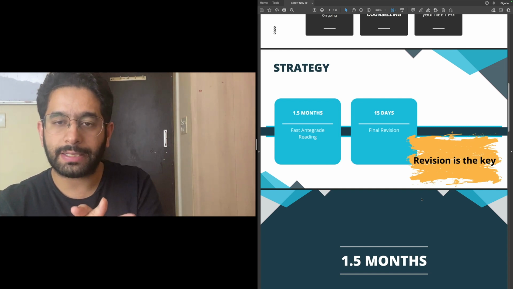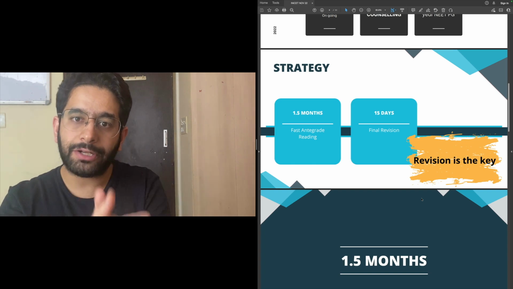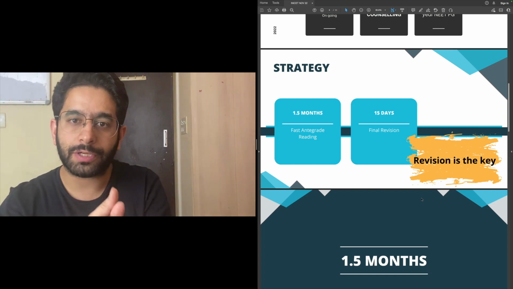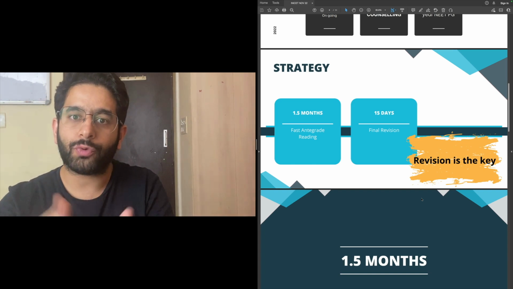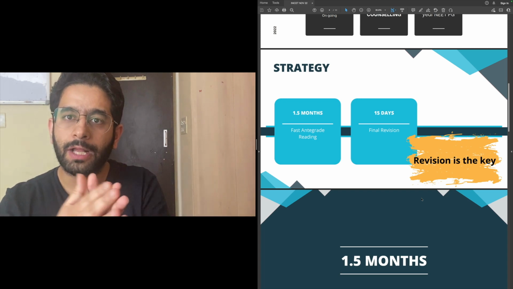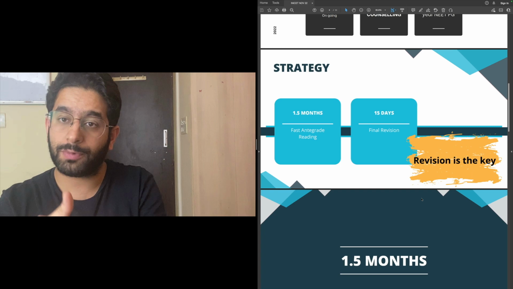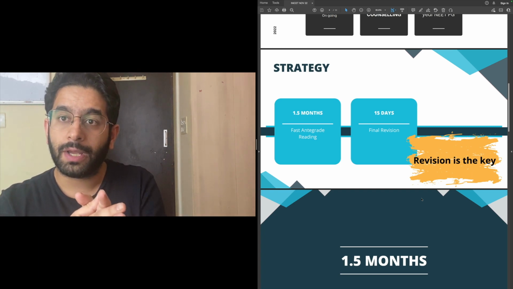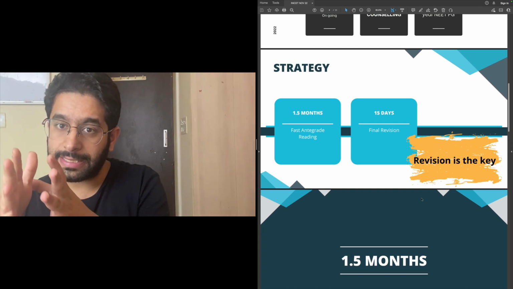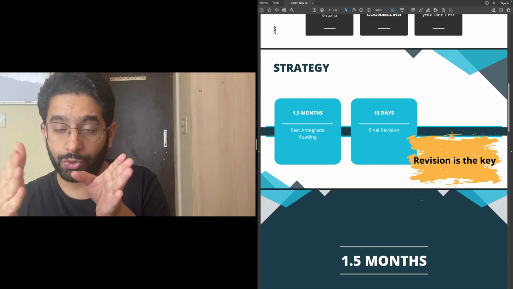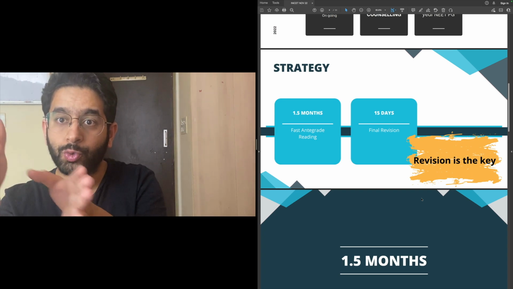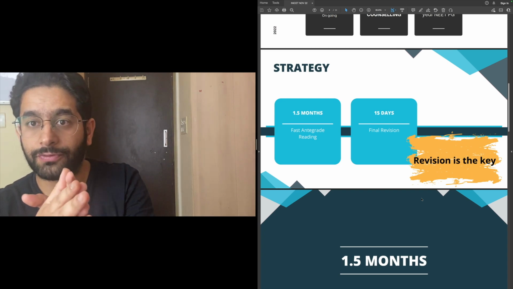Of course, you'll be targeting the high yield stuff, but in an anti-grade revision, you'll be spending 3-4 days in reading pathology, for example, 3-4 days in reading microbiology, for example. So that's anti-grade reading, quick reading. You cannot spend 15 days in a subject because there is total 45 days here. And then the last 15 days is about the final revision. Whatever you read in these 1.5 months, you read it again in the final 15 days, right?